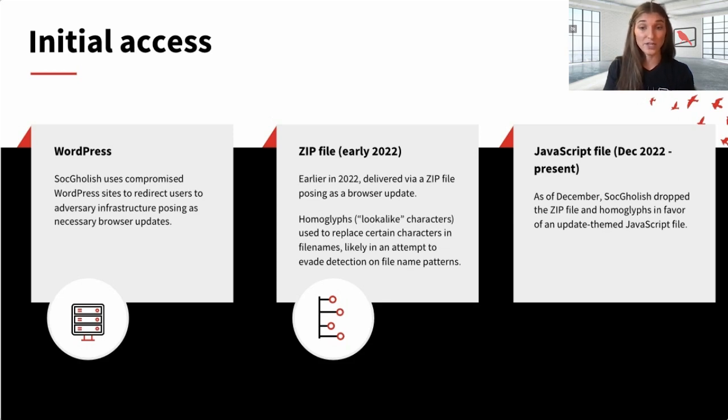But in 2022, we saw changes to the zip file names. So they're incorporating lookalike characters to replace certain characters in file names. So for example, instead of your typical file name chrome.update.zip, SocGholish would then replace the letter C with their UTF-8 Cyrillic lookalike character C. Just another way to maybe evade detection, etc.